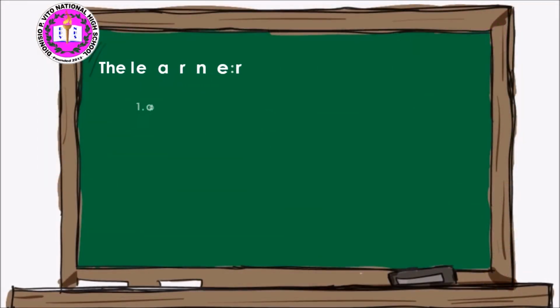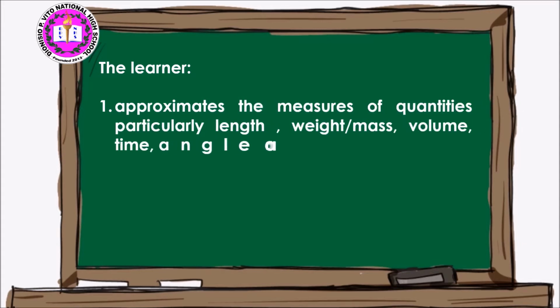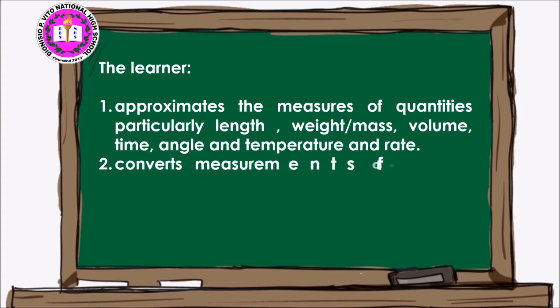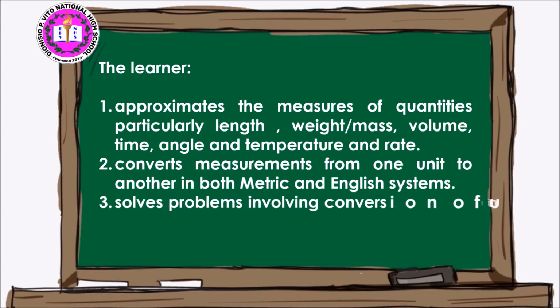Our most essential learning competencies. The learner approximates the measures of quantities, particularly length, weight or mass, volume, time, angle, temperature, and rate. Converts measurements from one unit to another in both metric and English systems. Solves problems involving conversion of units of measurement.